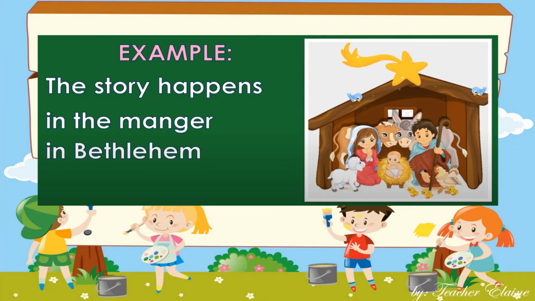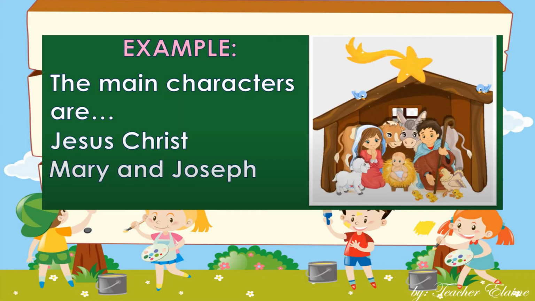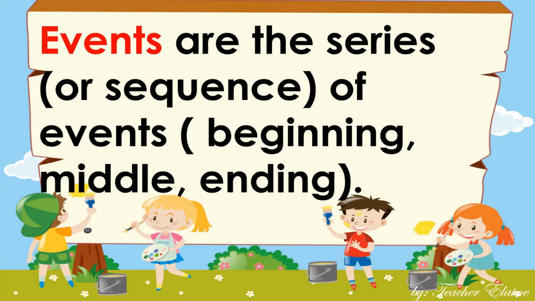The third element of the story is the characters. Characters are the people, animals, or entities involved in the story. The example of this, the main characters are Jesus Christ, Mary, and Joseph from the story of the birth of Jesus Christ. And the last element of the story is the event.